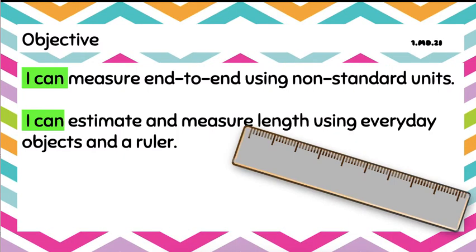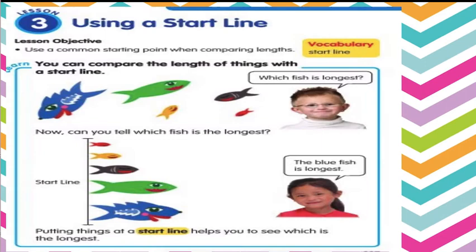So you can measure end to end using non-standard units. You can estimate and measure length using everyday objects and a ruler. So you don't always have to use rulers to measure. You can use any objects as long as they're the same size. What we would usually use in class is unsharpened pencils that are exactly the same, bears, the cubes, the little chips, or paper clips.